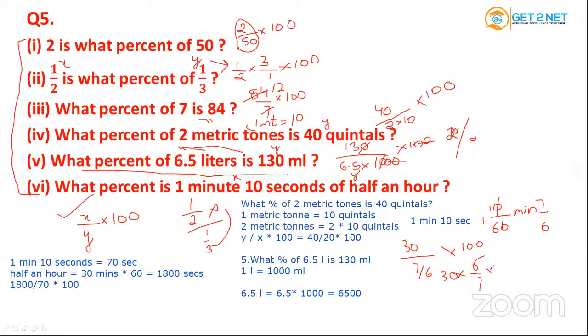See, 1800. See, 13 into 6, 18. Ma'am, where did you get 30? Half an hour is 30 minutes, right? 1 hour is 60 minutes, so half an hour is 30 minutes. Clear? Yes, ma'am.